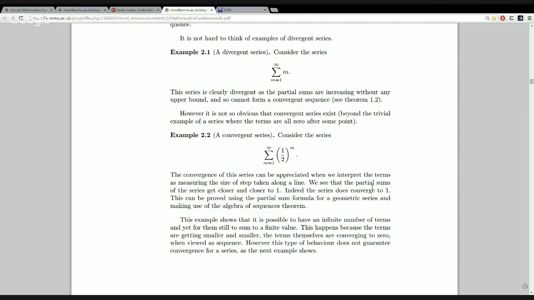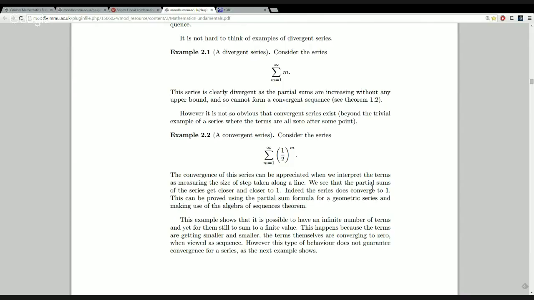So this is one such sequence here. You're taking 1 over 2 to the power m, and m is going from 1 to infinity. So this is a half plus a quarter plus 1/8 and so on. Adding up the reciprocals of the powers of 2. And, well, if you just draw a number line and track what's happening to the partial sums, you see that this is converging to 1.